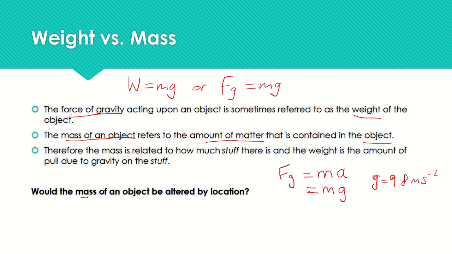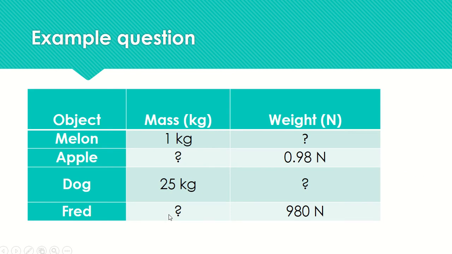So, would the mass of an object be altered by location? No. You have the same mass, so you have the same amount of matter, no matter where you are. Mass is related to how much stuff there is, the amount of kilograms, and weight is the amount of pull due to gravity on the stuff. So the weight of an object is altered by location. If you're on different planets, like the moon has a much weaker acceleration due to gravity, your weight actually changes when you go to different locations based on the gravitational pull.